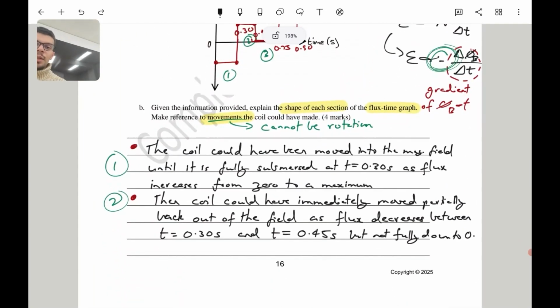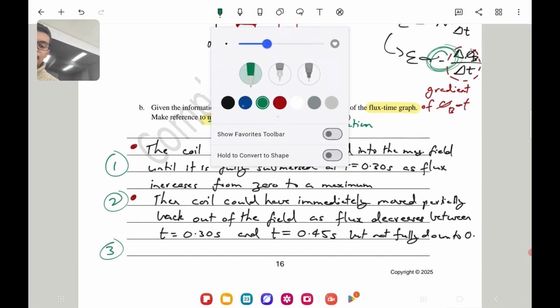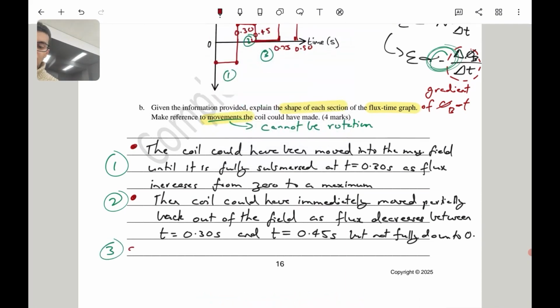So for section 3, the coil could have just been held in place for a couple of seconds. Okay, afterwards, the coil could have been held in place just for 0.3 seconds. Okay, lastly, let's move on to section number 4.